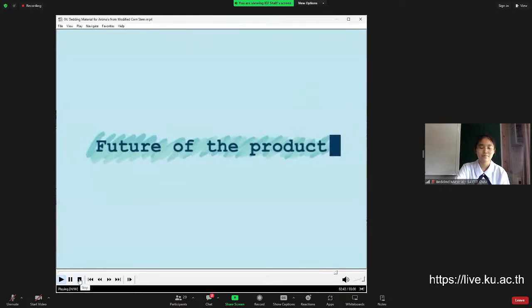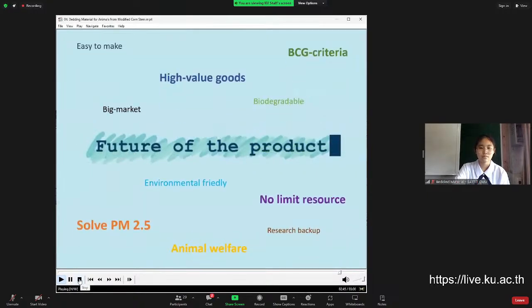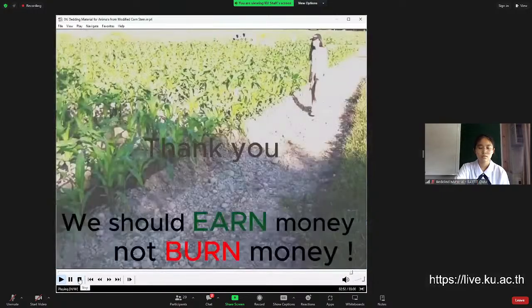As you can see, this product meets the BCG criteria and solves PM2.5 from the cornfield. So let's earn money. Don't burn it.